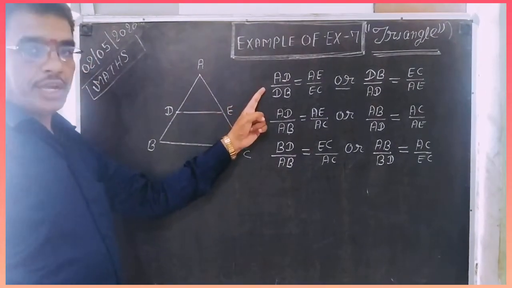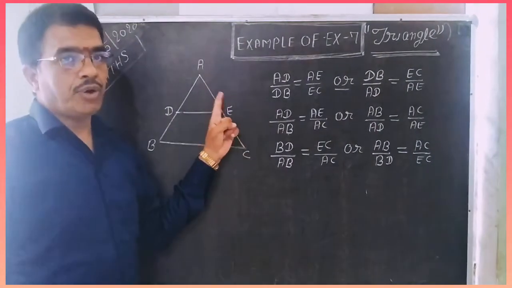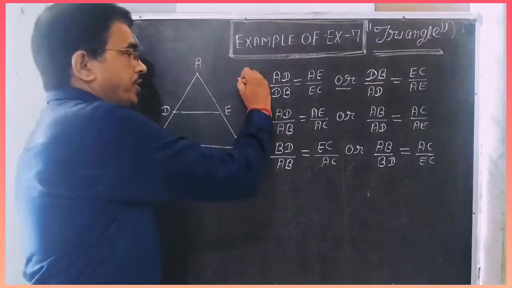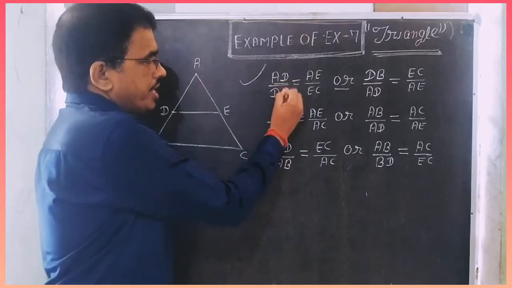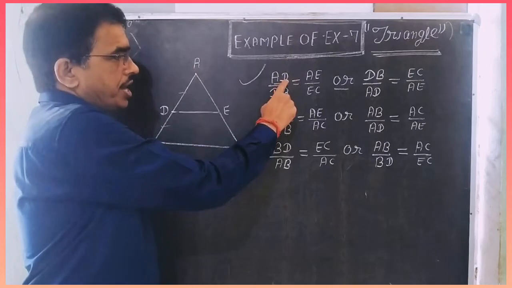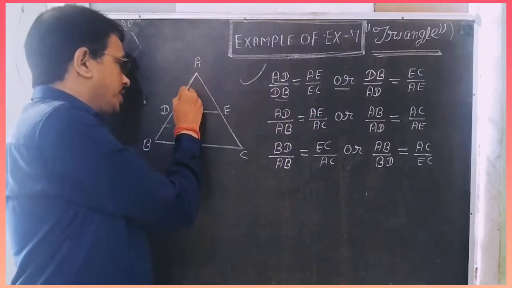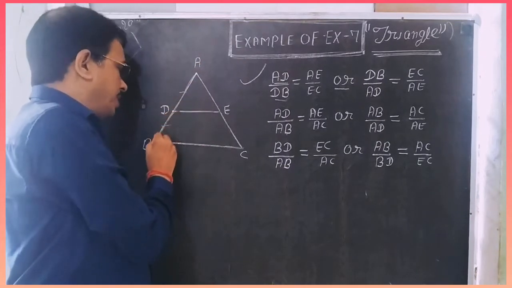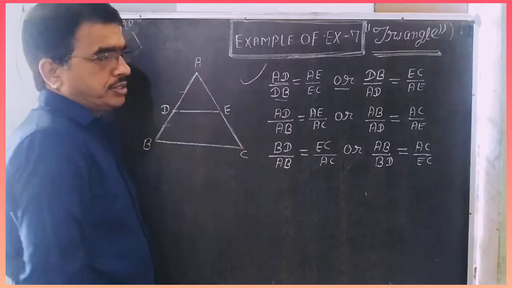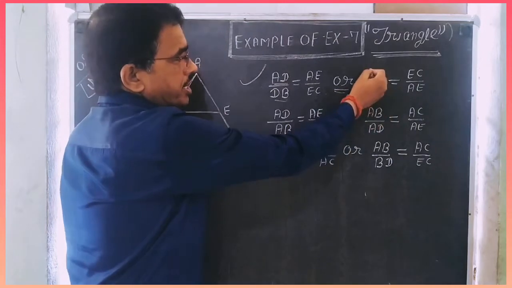By Thales theorem or BPT theorem, we can write the ratio of these parts in this way. First, by the BPT theorem, you can write AD by DB is equal to AE by EC. That means this part of the triangle divided by this part is always equal to this part of the triangle divided by that part. Or this can be written as just the reciprocal of this.